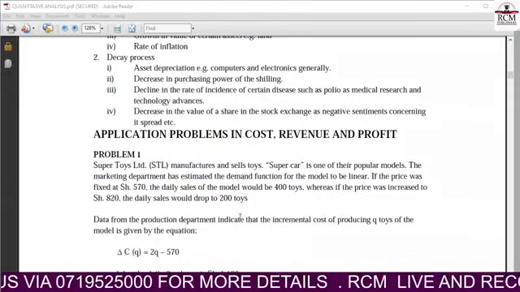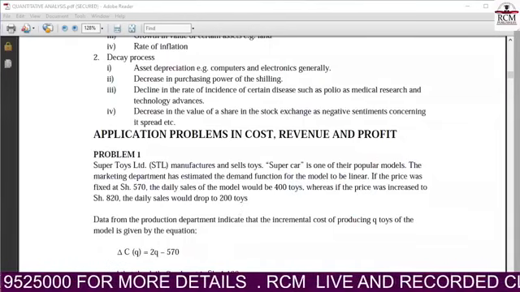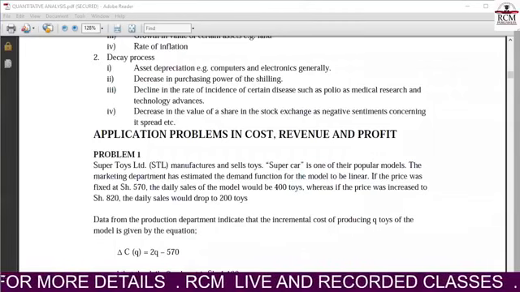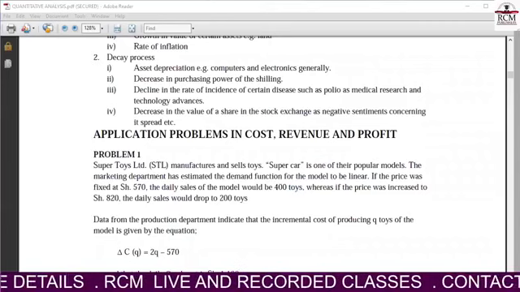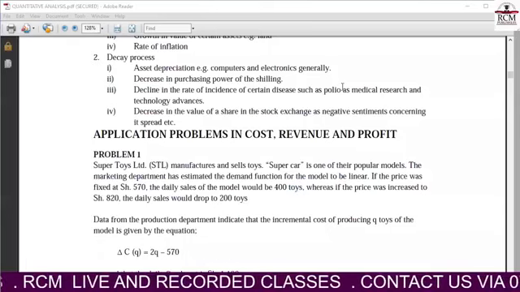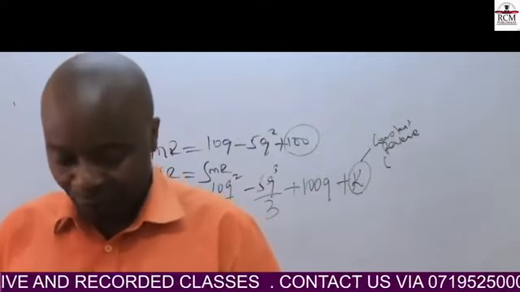Great. So, ladies and gentlemen, we have here the total cost function that already we have. Now look at Roman 3. They want us to give them the daily break-even number of toys. The first thing that you need to do for us is to give us the profit equation. When they ask you to get break-even point, please always give us the profit equation.